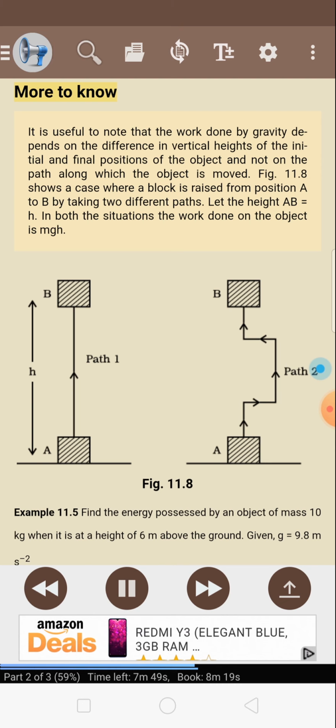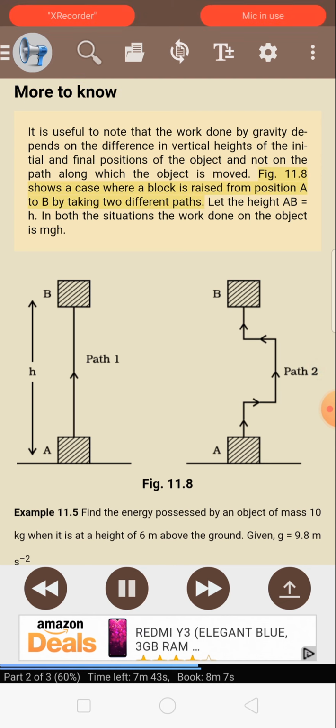More to know. It is useful to note that the work done by gravity depends on the difference in vertical heights of the initial and final positions of the object and not on the path along which the object is moved. Figure 11.8 shows a case where a block is raised from position A to B by taking two different paths. Let the height AB equal h. In both the situations, the work done on the object is mgh. Figure 11.8.